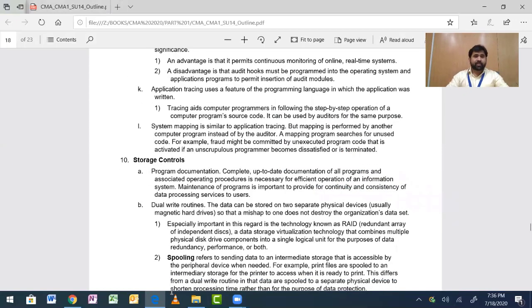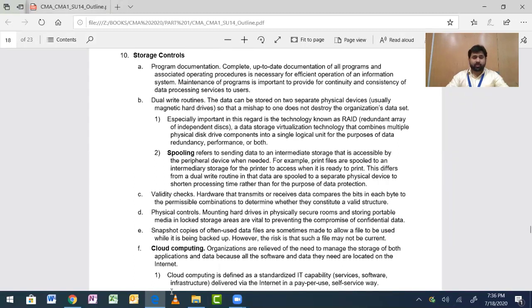Storage controls: where the data is being stored, what controls do we have there, and how we can try to save it from getting manipulated or changed. So program documentation is the first storage control. Complete up-to-date documentation of all programs and associated operating procedures is necessary for efficient operation of an information system. Maintenance of programs is important to provide for continuity and consistency of data processing services to users.